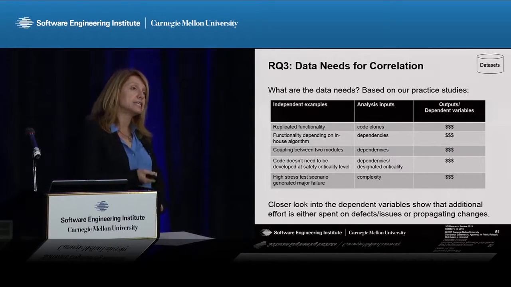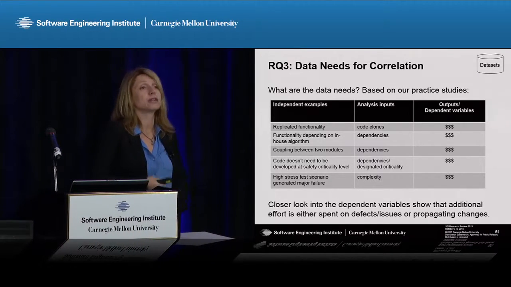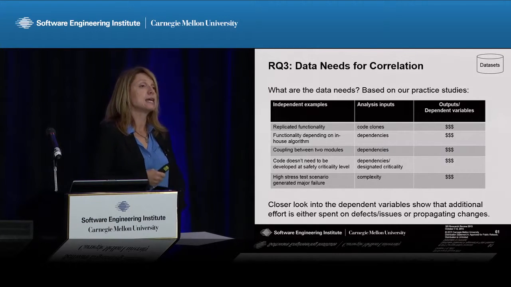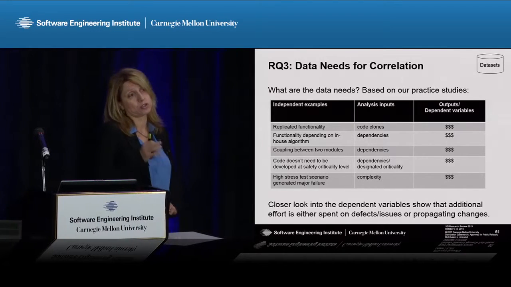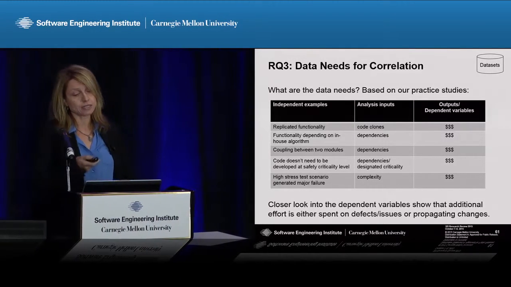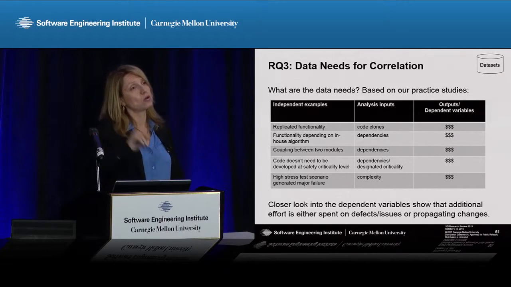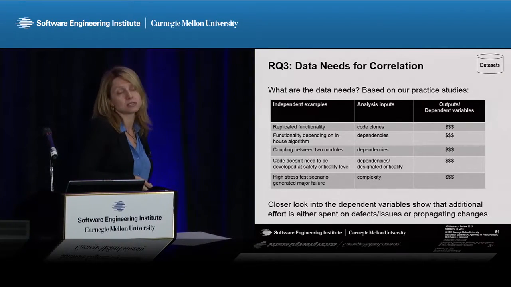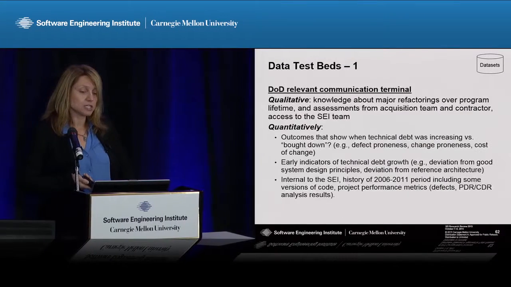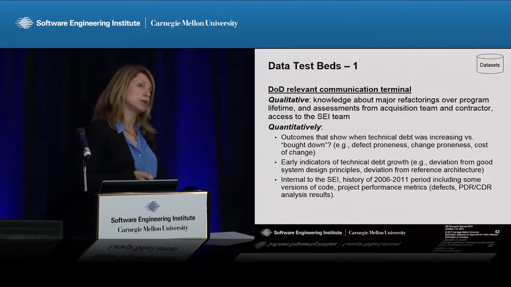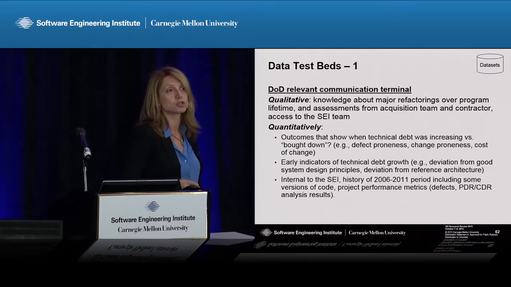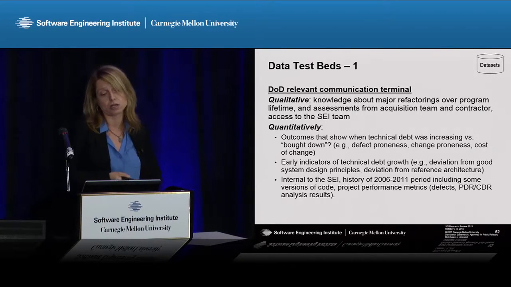Did I spend added time because those issues were there in adding new functionality? Were there more defects in that area? Was I tracking those kinds of things? So while we can find the independent examples and analysis outputs, the dependent variables always are based on the competency of the organization. But we have 2 test beds that we're already working with, and as I said, we're also looking into the future-looking ones with our collaborators.